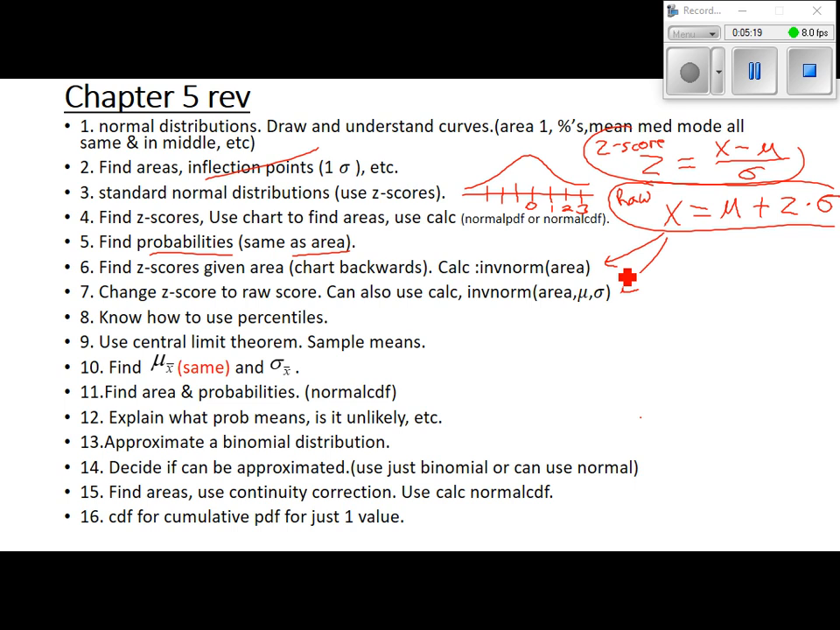Make sure you know how to use percentiles. Remember, a percentile might look something like this, P17 with a little subscript. That means 17%. Or if we use it on the calculator, it's 0.17 is our area.